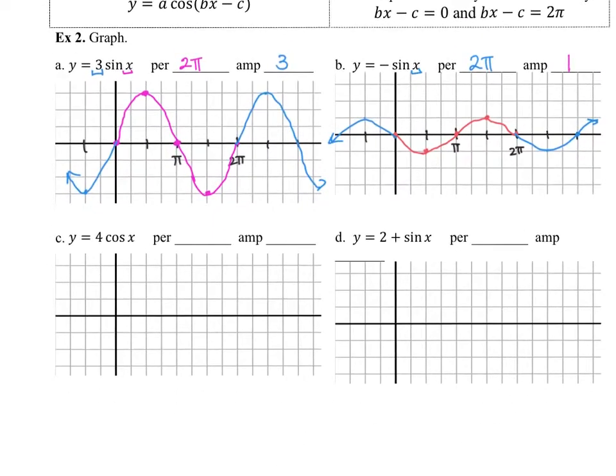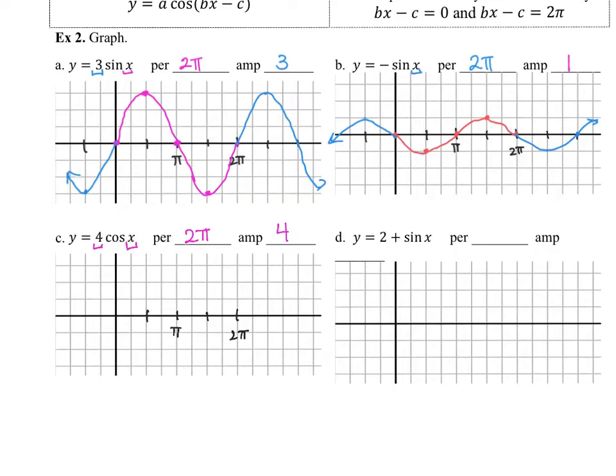Okay, let's try to do some stuff with cosine. This is a cosine function. The period is still 2 pi because the x is not being affected. The amplitude is the absolute value of 4, so it goes to 4. Since the period's 2 pi, I'm going to make sure I hit 2 pi, and it's nice if we can split it into 4 equal spaces, so I can hit the 4 corners of the unit circle.